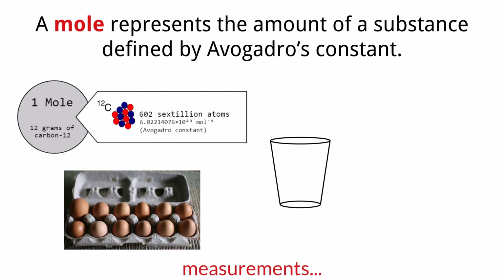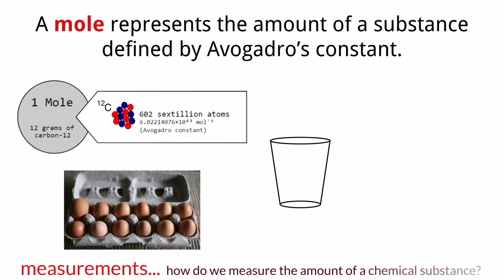Measurements are extremely important in science, and the way we measure the amount of a substance or chemical is with a very specific measurement value called a mole. A mole is a unit of measurement that is defined by Avogadro's number. The number is 6.02 times 10 to the 23rd.